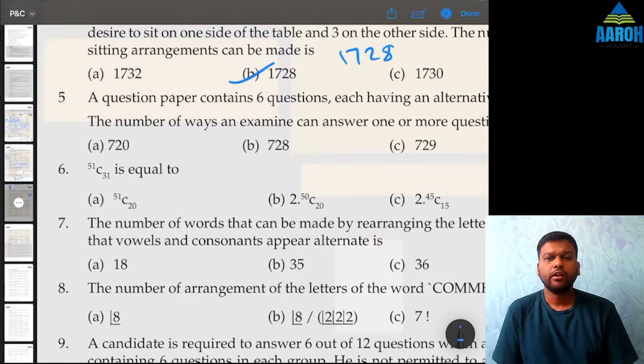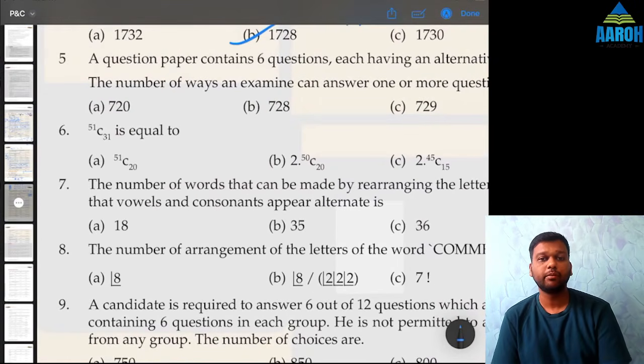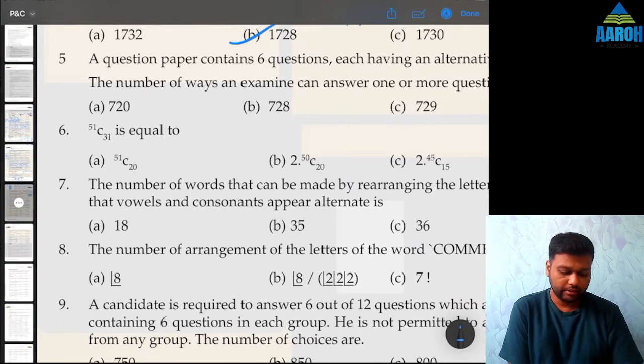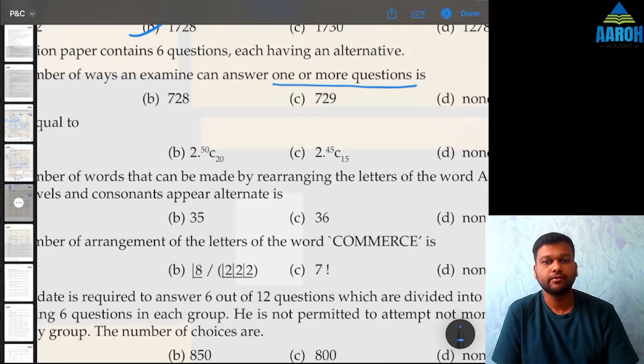Next, a question paper contains 6 questions, each having an alternative. That means maybe you can solve 1A or 1B, 2A or 2B. The number of ways an examinee can answer one or more questions is, okay. Now, one or more means that the examinee can answer either one question or two questions or three questions or so on up to six questions, right? But for each of that, he has an alternative.